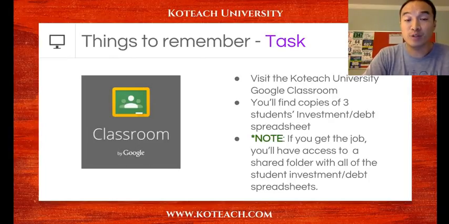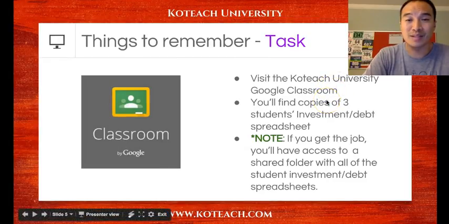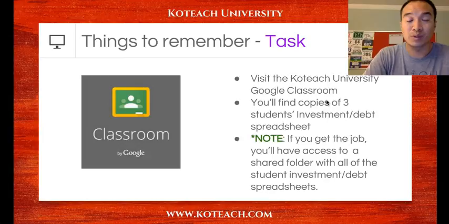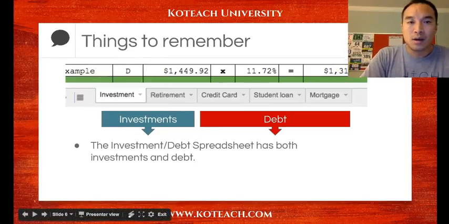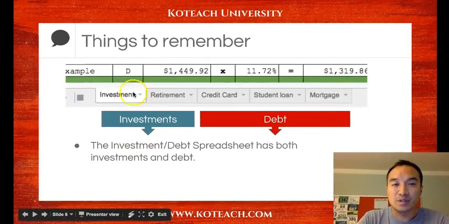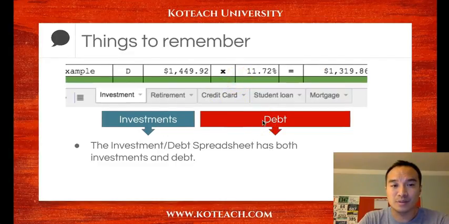For your task, you're going to visit the CoTeach University Google Classroom. You'll find 3 student investment and debt spreadsheets. And if you get the job, you'll actually have access to a shared folder with all of our students' investment and debt spreadsheets. These 2 tabs are investments, and these 3 tabs are debt. So the investment and debt spreadsheet has basically all of them. So just keep that in mind.